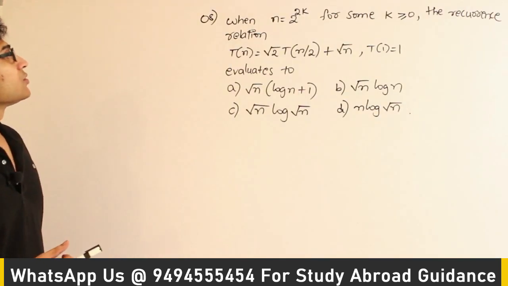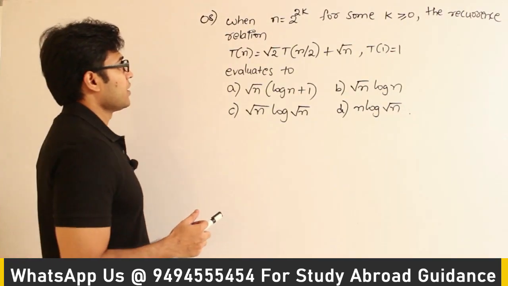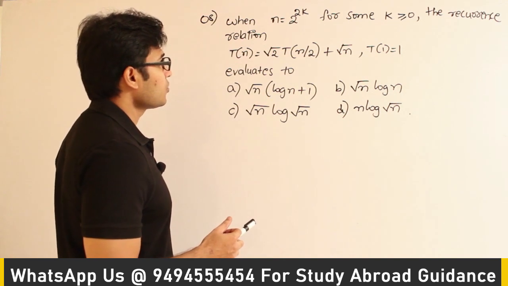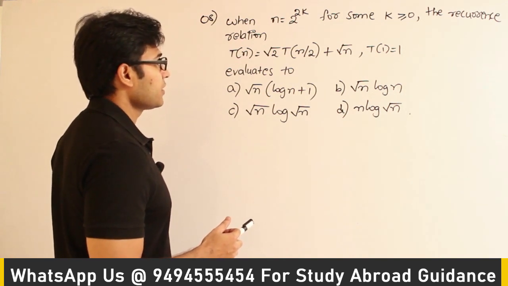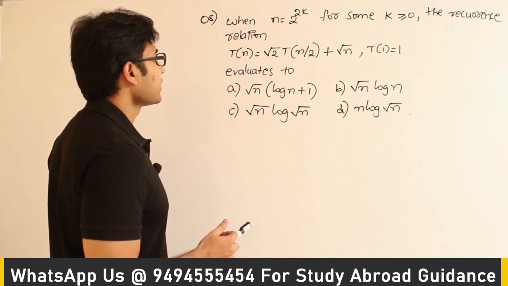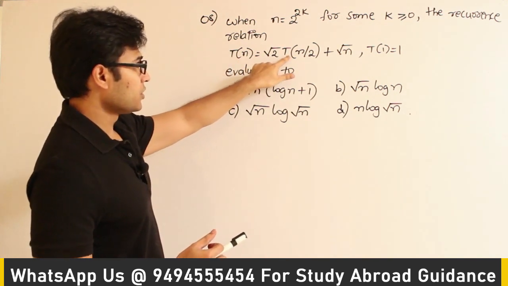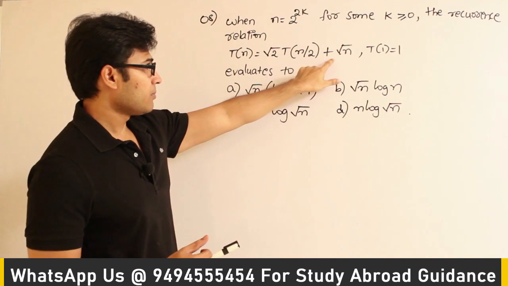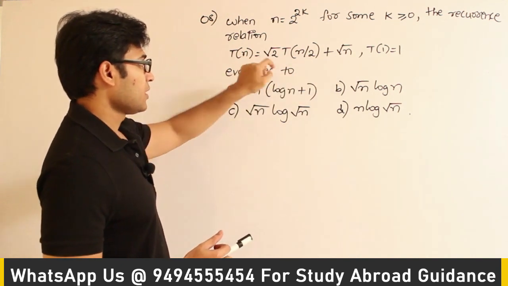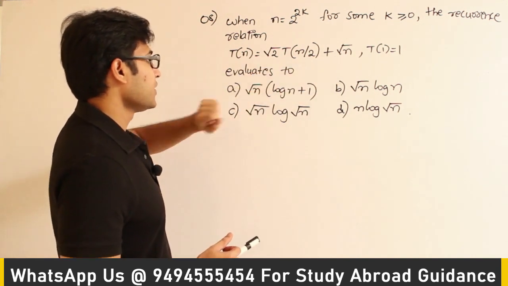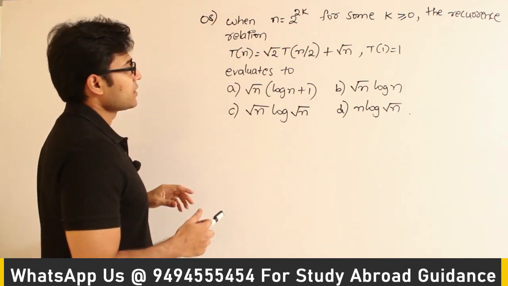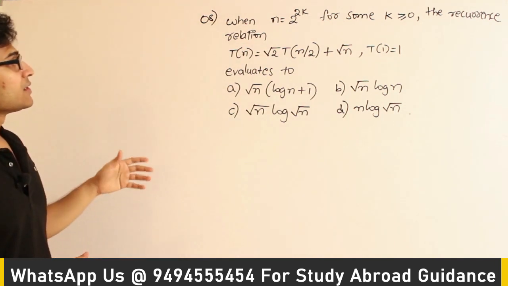This question is asked in GATE 2008. Watch it. When n equal to 2 power 2k for some k greater than or equal to 0, the recurrence relation t of n equal to root 2 into t of n by 2 plus root n, t of 1 equal to 1, evaluates to. So which means they are asking us to solve this recurrence relation.